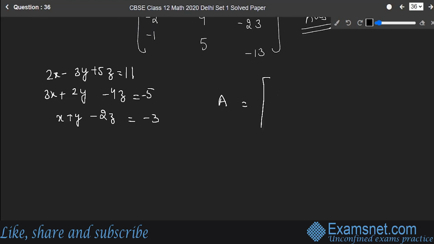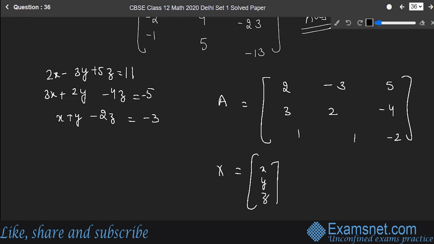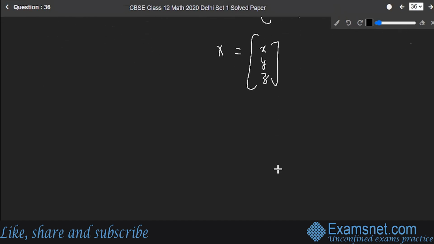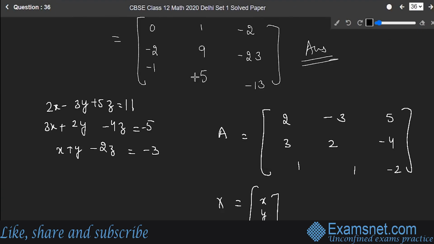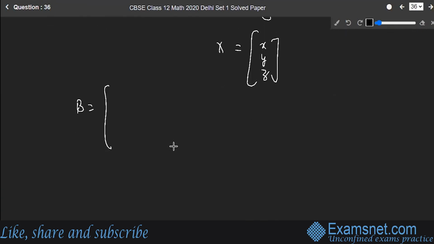So here A matrix will be the same actually, which is given in the question, but according to this, 2, minus 3, 5, then 3, 2, minus 4, 1, 1, minus 2. This is the A matrix, and X will be given as x, y, and z. And the B matrix is equal to 11, minus 5, and minus 3.